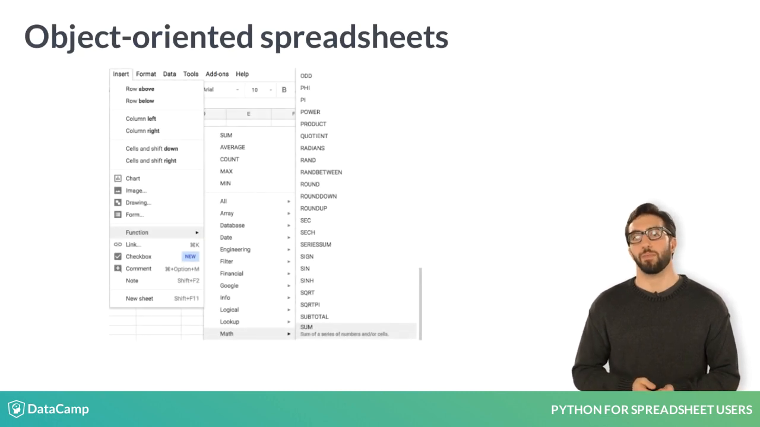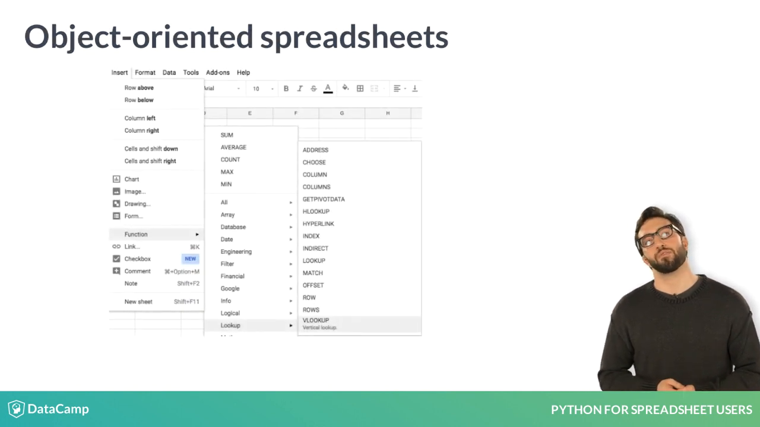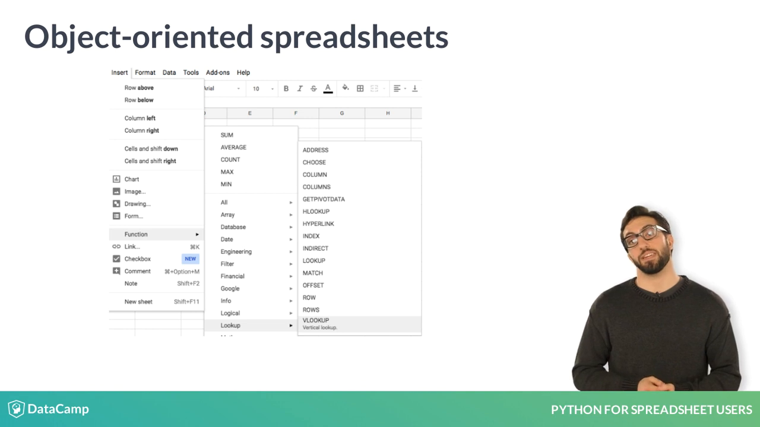In spreadsheets, you're probably familiar with functions like sum to add numbers. This function is actually located inside the math package. Or maybe you're familiar with VLOOKUP, index, and match. These functions are all located inside the lookup package.